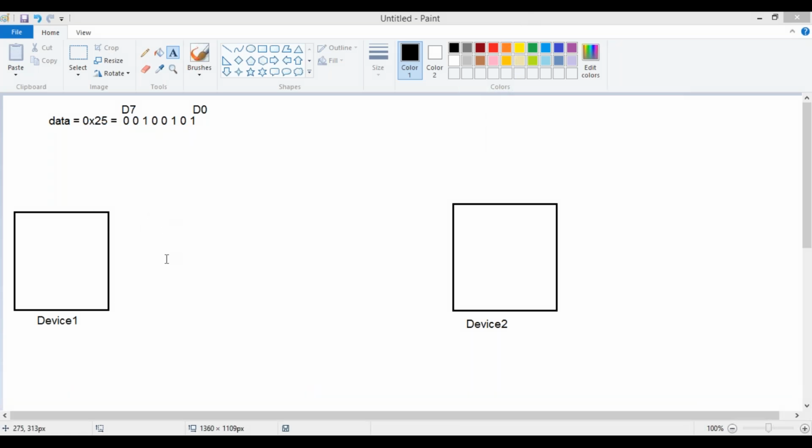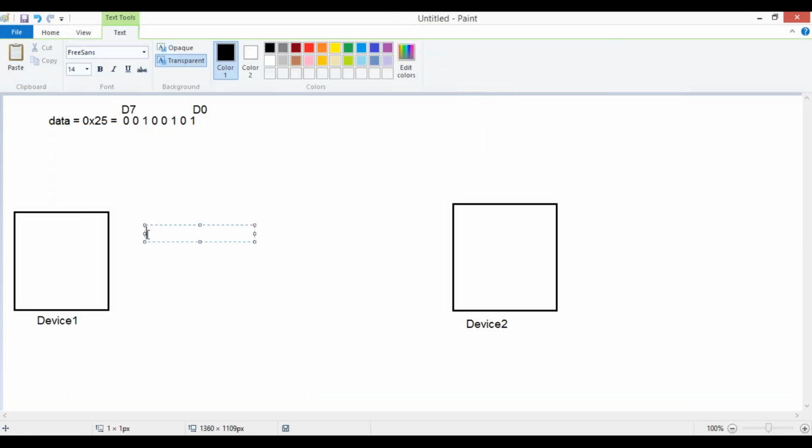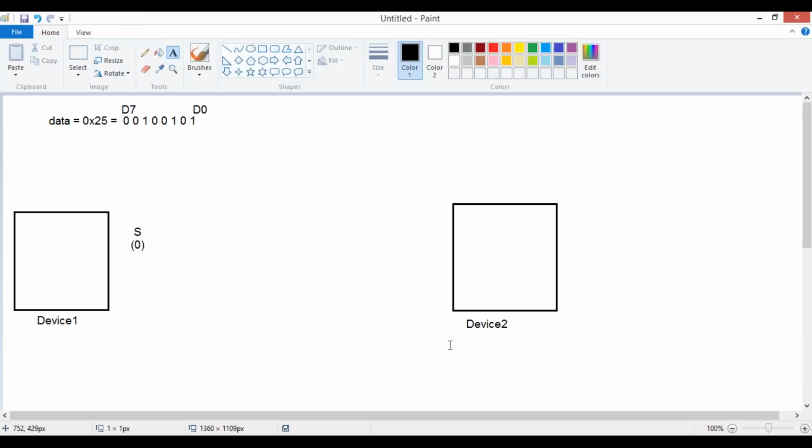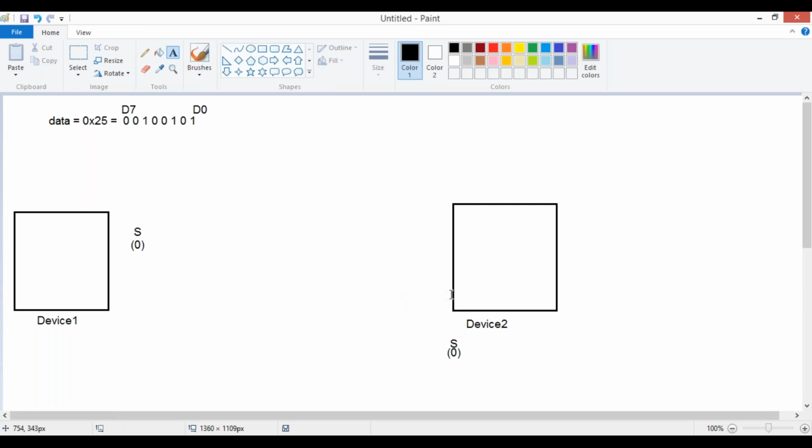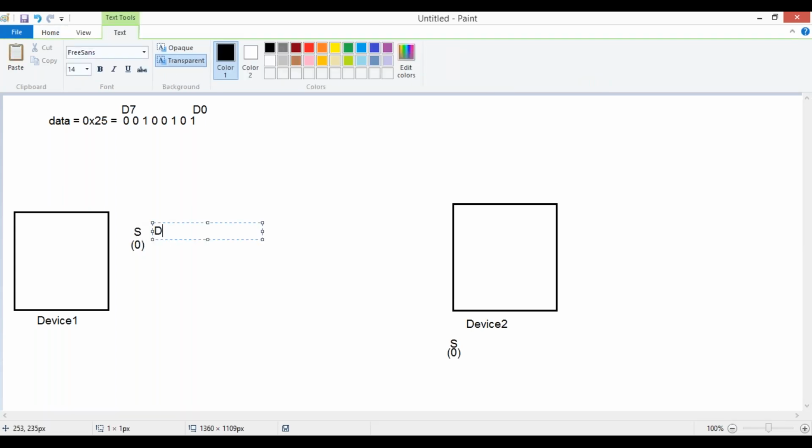The first bit which is getting transmitted is the start bit, not data directly, which is the 0 in this case. So first it transmits the start bit, and device 2 will receive the start bit. As soon as it receives the first bit as 0, which is the start bit, it will understand, okay, somebody is trying to communicate with me, I need to pay attention. So the start bit is transmitted, and after that it will start transmitting the data.